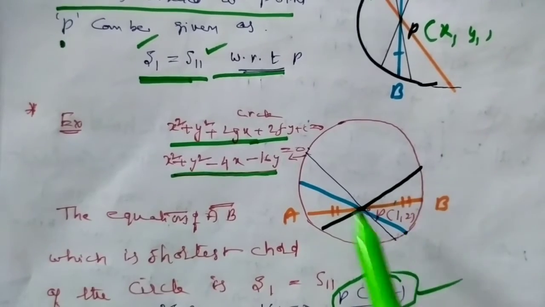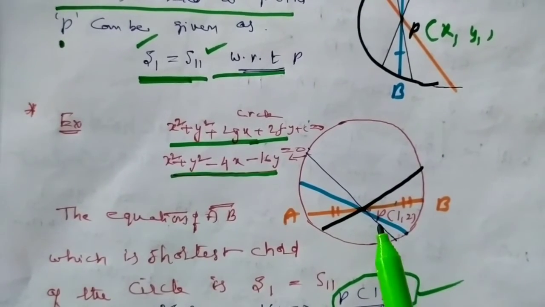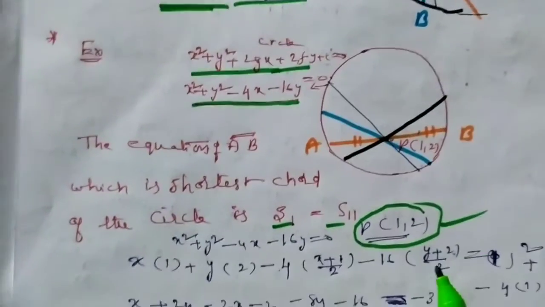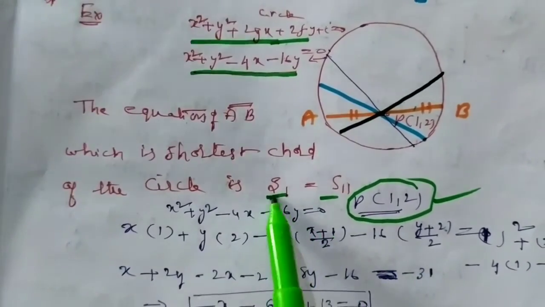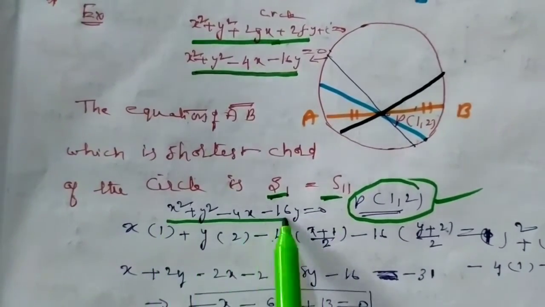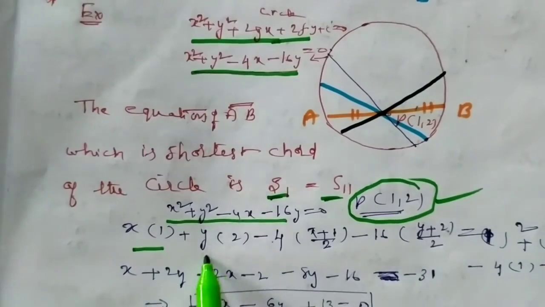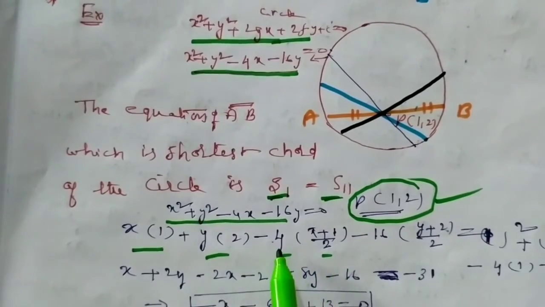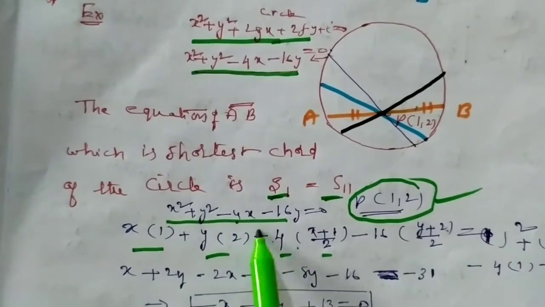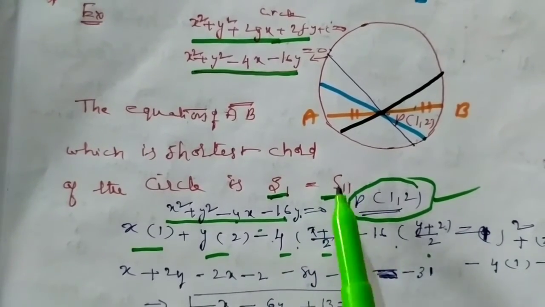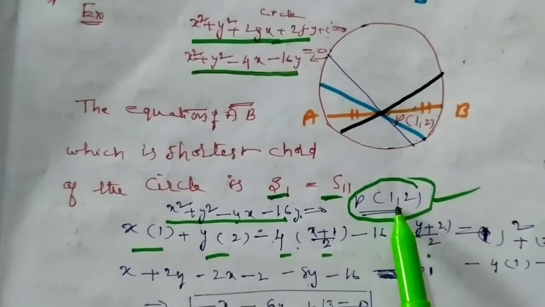Suppose it is a circle, we can draw many chords in this circle. Of all the chords, we need to find the smallest chord. For that smallest chord, we use S1 is equal to S11. S1 is equal to S11. Suppose this is the circle equation. We find S1 using the formula xx1 plus yy1 plus g of (x plus x1) plus, here, 4 into (x plus x1) by 2 plus 16 into (y plus y1) by 2, and S11 we calculate by substituting the value (1, 2).